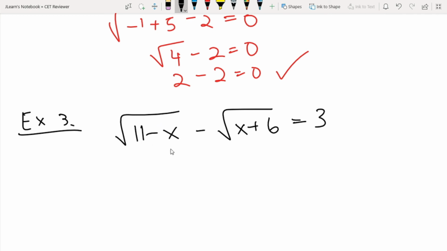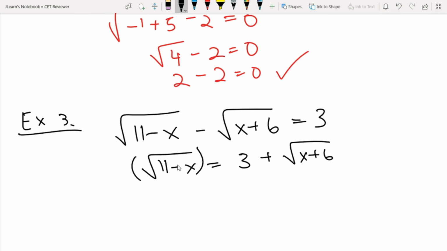Okay? So, in this case, kunyari, i-isolate natin yung square root of 11 minus x. So, ilipat natin sa kabila yung square root of x plus 6. We get square root of 11 minus x is equal to 3 plus square root of x plus 6. So, step 2 is we raise both sides of the equation to the index. Okay? So, yung index na ito ay 2. So, we square both sides.